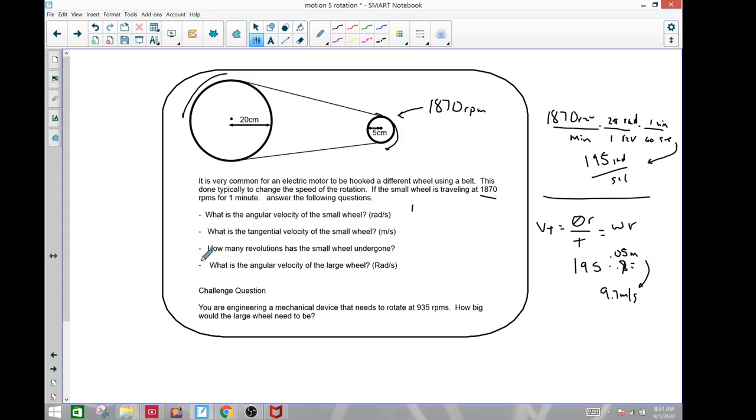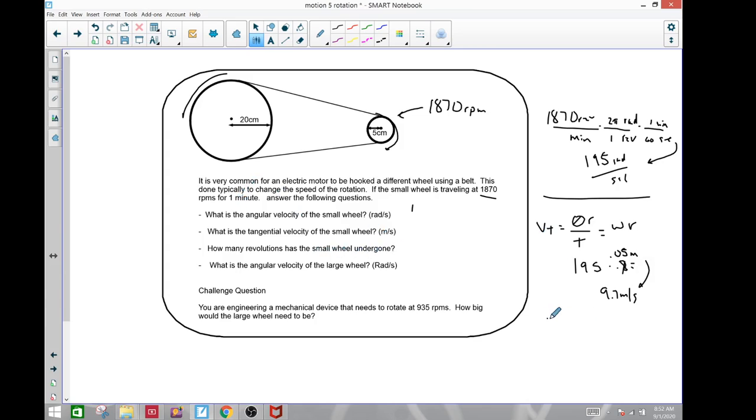So how many revolutions per second is the small wheel undergoing? So we just did what's the angular velocity of the small wheel, and what's the tangential velocity of the small wheel. How many revolutions has the small wheel undergone? So how many actual revolutions is it giving for 1 minute?